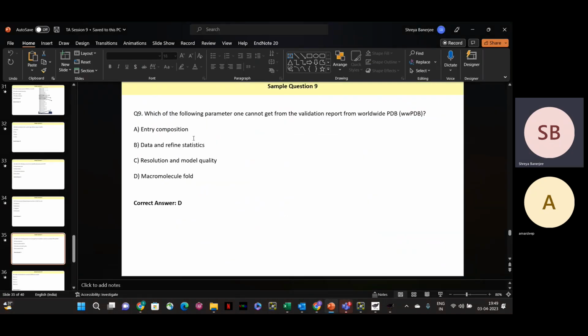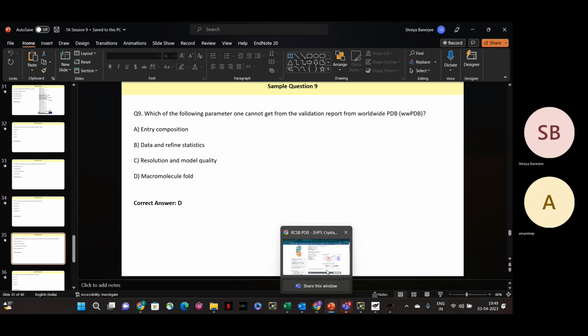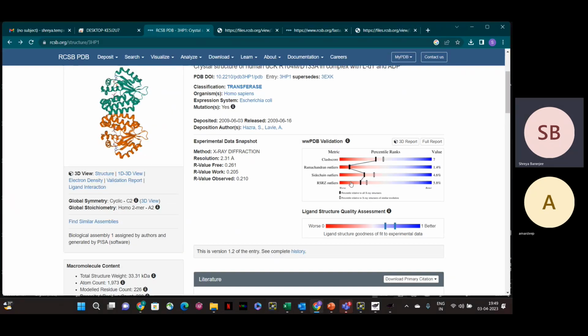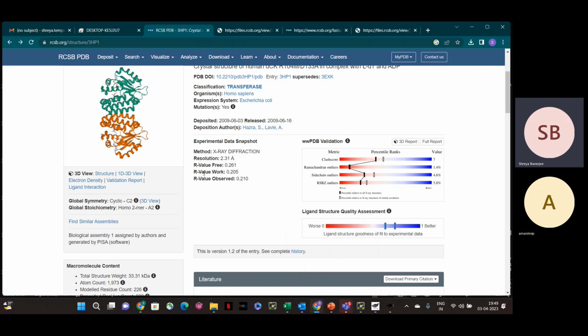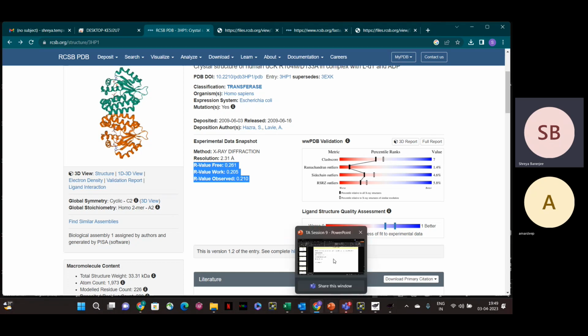the composition is given, data and refinement statistics. This is the refinement statistics, showing how refined the structure is compared to other X-ray structures in the Protein Data Bank. Resolution and model quality: the resolution is given here, and the model is 2.31 angstrom, and model quality is described by the R values. We have read about that. So model quality is also given.